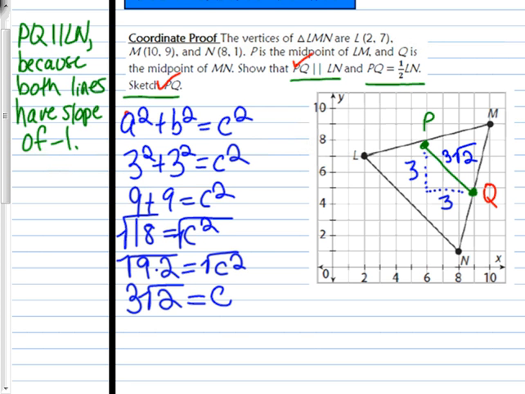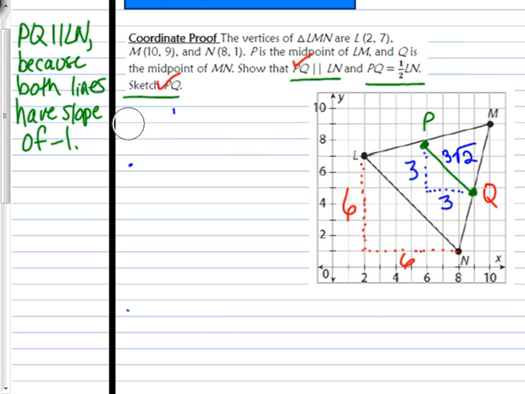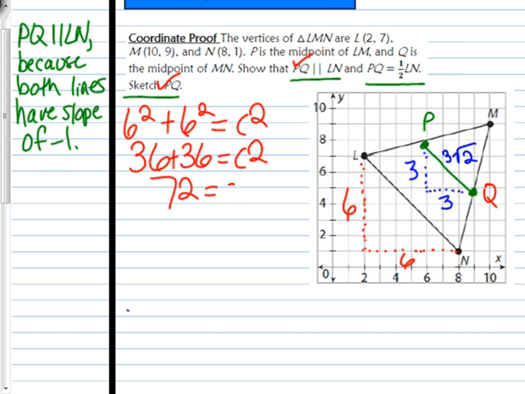So now we're going to find the length of LN, also using the Pythagorean theorem. And it's 1, 2, 3, 4, 5, 6 by 1, 2, 3, 4, 5, 6 by 6. Okay, I'm going to erase what we already have. So a squared plus b squared equals c squared. So 6 squared plus 6 squared equals c squared. 36 plus 36 equals c squared. 72 equals c squared. Now I need to factor out any perfect squares.